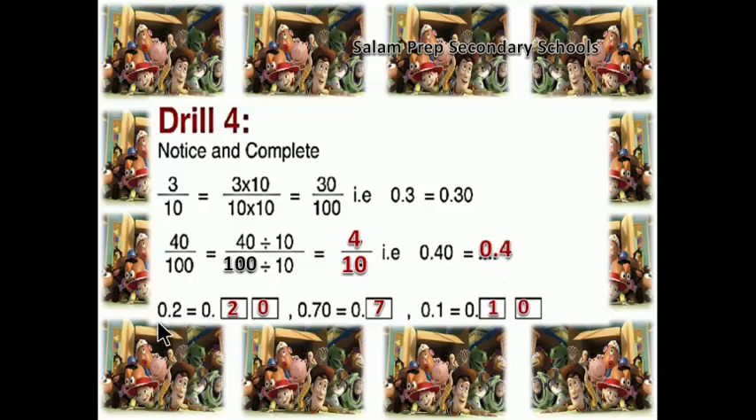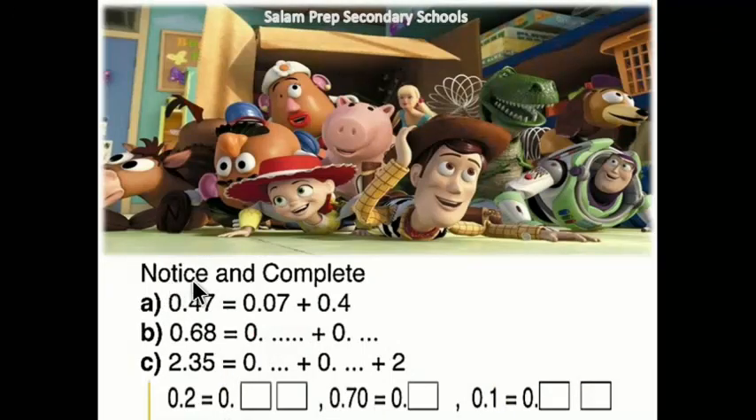2 tenths equal 20 hundredths. Okay? 70 hundredths equal 7 tenths. 1 tenth equal 10 hundredths. Notes and complete.